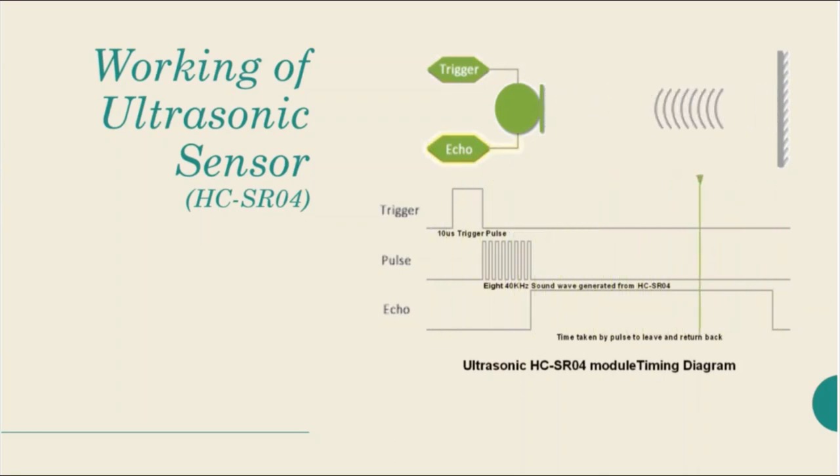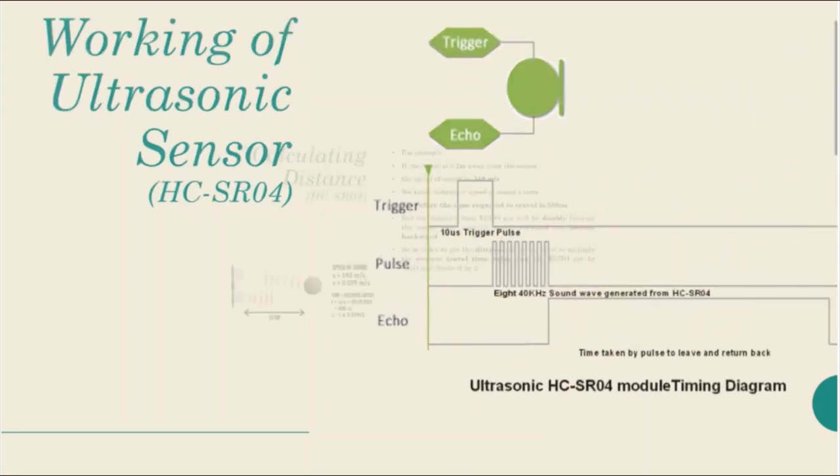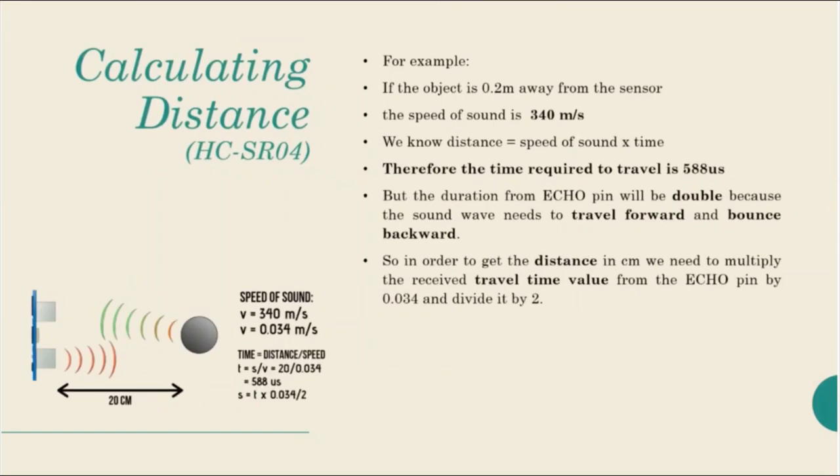For example, let's see how we can calculate the distance. If the object is 20 centimeters away and the speed of sound is 340 meters per second, then the sound wave will need to travel about 588 microseconds, as we know distance equals speed times time. But what you will get from the echo pin will be double that number, because the sound wave needs to travel forward and also bounce backward to the module. So, in order to get the distance in centimeters, we need to multiply the received travel time value from the echo pin by 0.034 and divide it by 2.